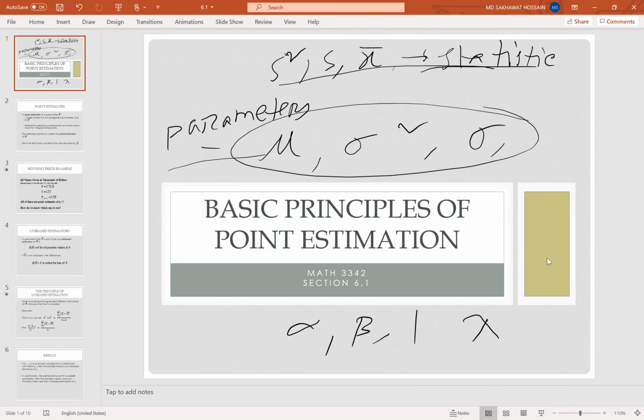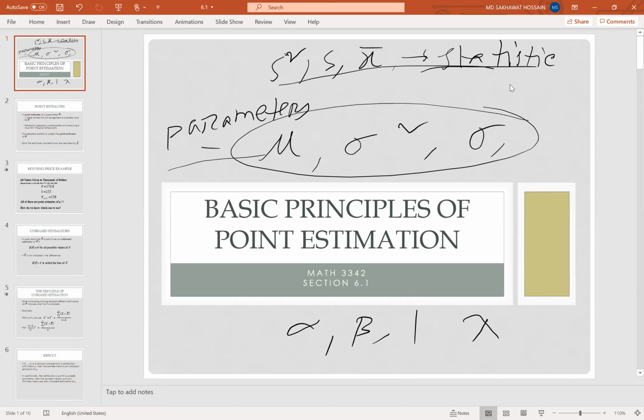So where did the word estimation come from? We do not know the value of the parameters. That is, we do not know the value of mu, we do not know the value of sigma square, we do not know the value of sigma. So what we can do is collect a sample, and from this sample we can calculate some statistics, and based on these statistics we can make inference about these parameters.